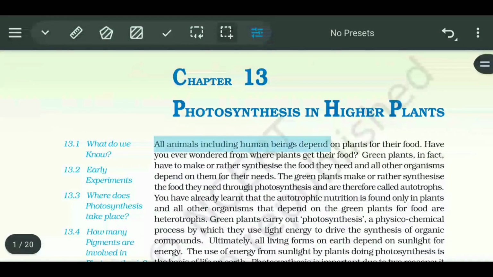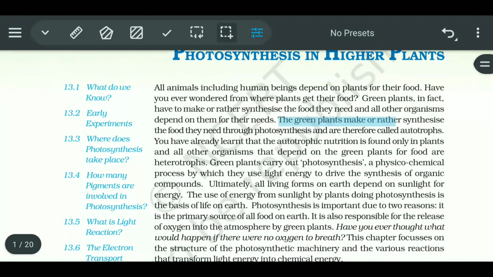All animals, including human beings, depend on plants for their food. Have you ever wondered from where plants get their food? Green plants, in fact, have to synthesize the food they need, and all other organisms depend on them for their needs. The green plants synthesize the food they need through photosynthesis and are therefore called autotrophs. You have learned that autotrophic nutrition is found only in plants, and all other organisms that depend on the green plants for food are heterotrophs.